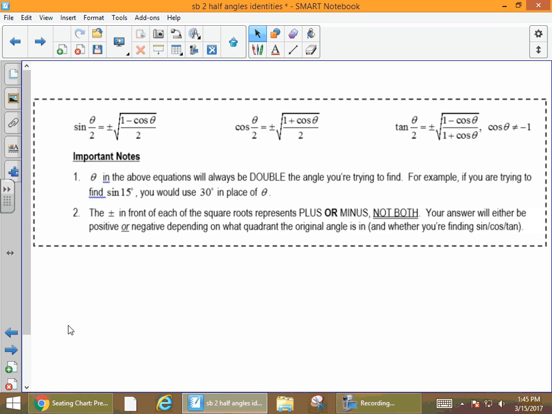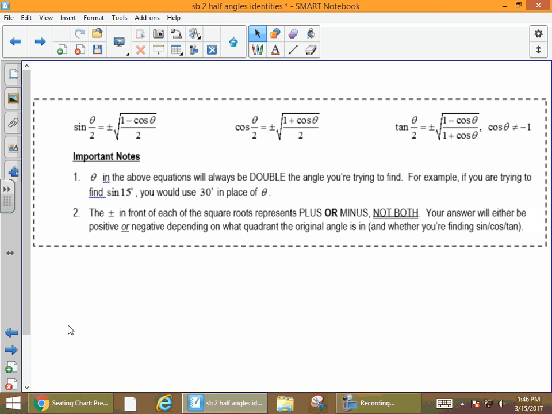If it was in the second quadrant, would we have a positive or a negative in front? What do you think? It's going to be a positive because it would be in the second quadrant and sine is positive in the second quadrant. So we have to not only know where these new angles lie, but we have to know what quadrant sine and cosine are in order to determine whether this is going to be a positive or a negative. So that's what the plus and the minus in front represents.